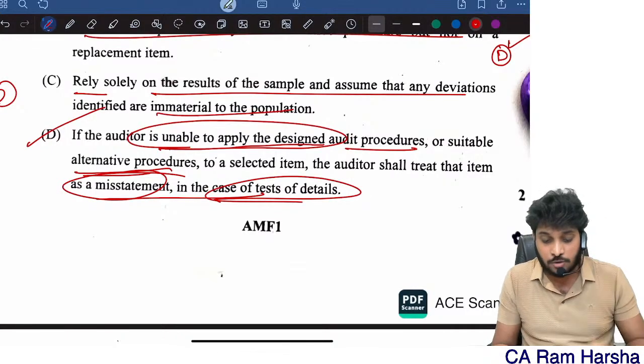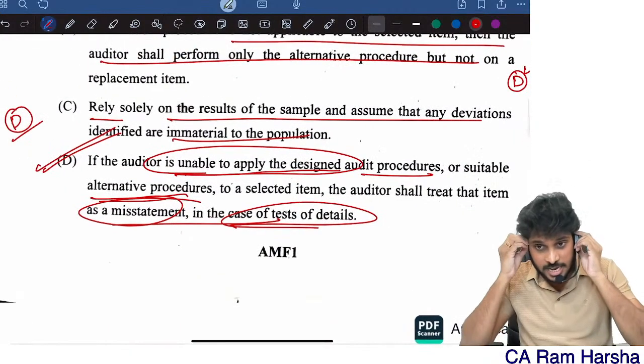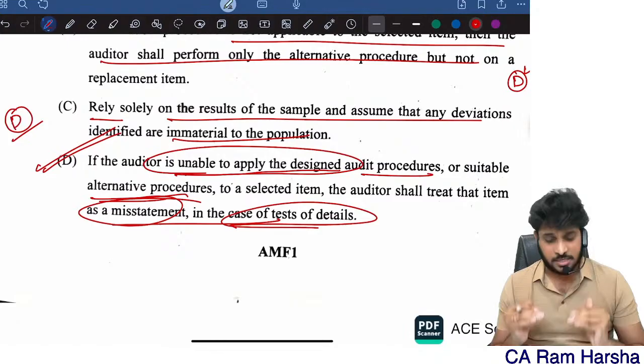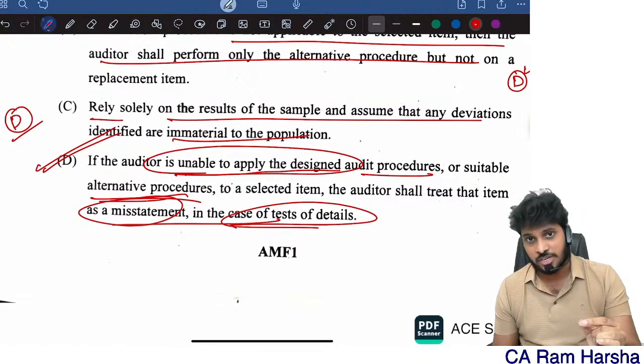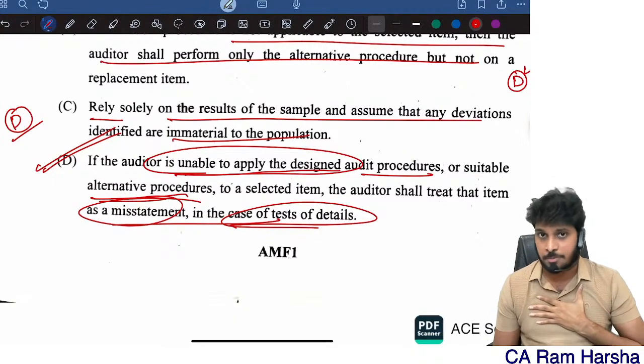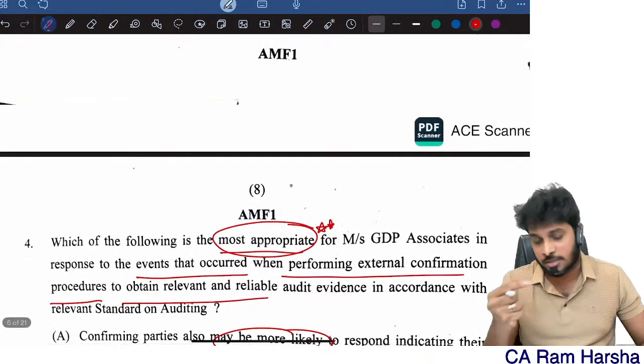In case of test of details, the answer is D. Remember, 99% I'm sure that these answers are right. Very exceptionally, sometimes I may make a slip of the tongue. If you have any objection, please put it as a comment. I will try to read and reply. I will once again reevaluate the question and then reply.